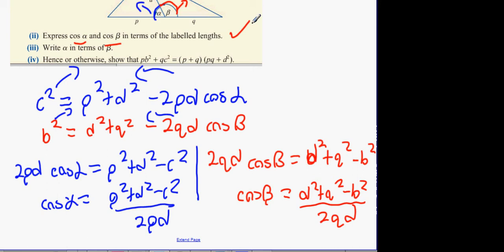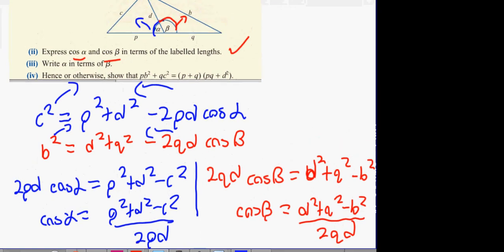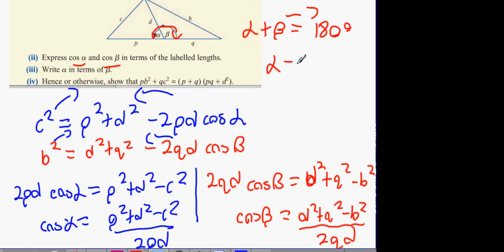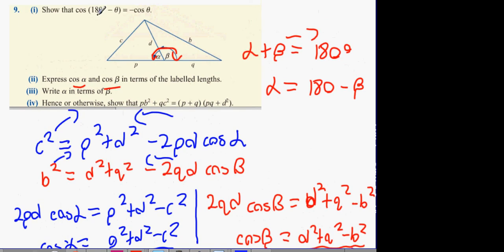Now, it says write alpha in terms of beta. This is actually going to be quite handy, the handiest question in it, because they're both part of what type of angle? They're both part of a straight angle. So technically alpha plus beta is 180 degrees. To write alpha in terms of beta, bring the beta over to the other side: alpha equals 180 minus beta. Okay? And lads, that links us back into the start.